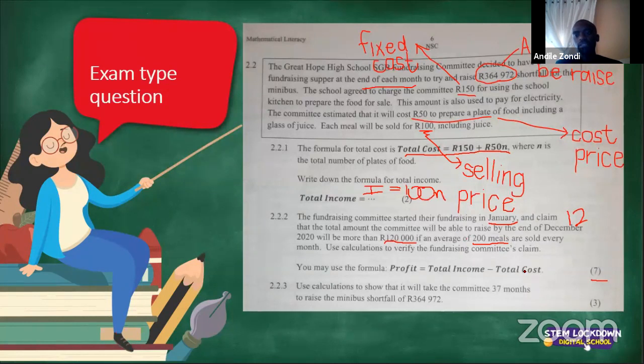And for total cost, we'll be using this formula: 150 plus 50 times n. Now what we're calculating here is the profit, whether after 12 months our profit should be more than 120,000. That's what we are actually calculating. Now let me show you how to do this step by step.